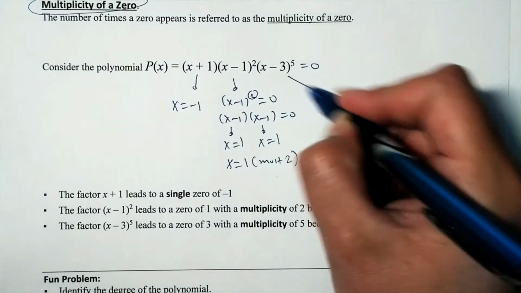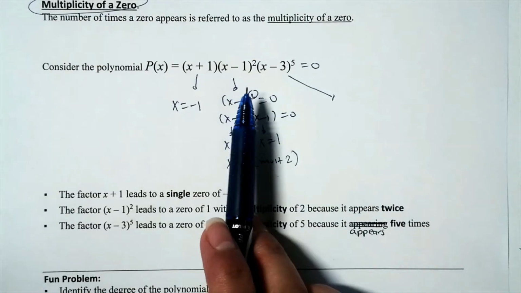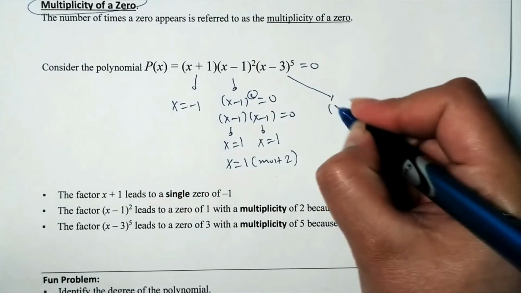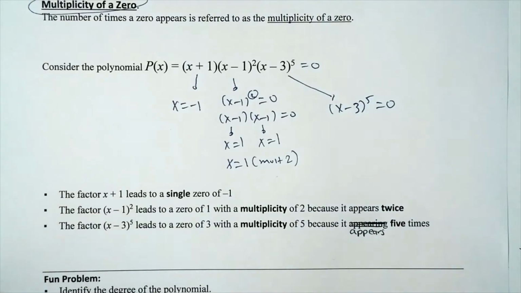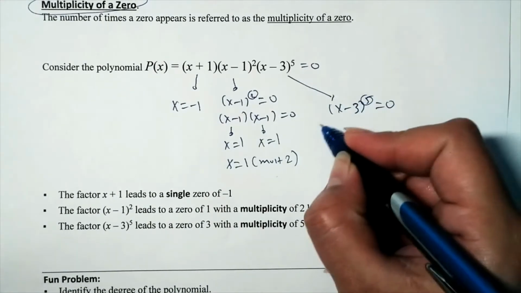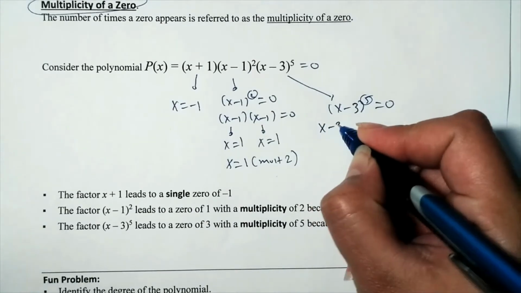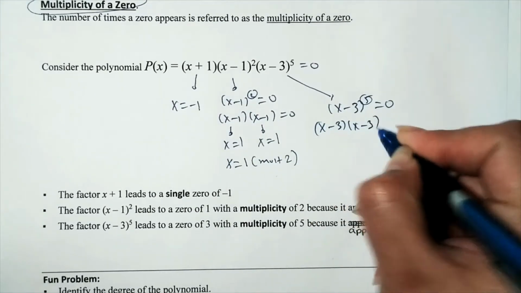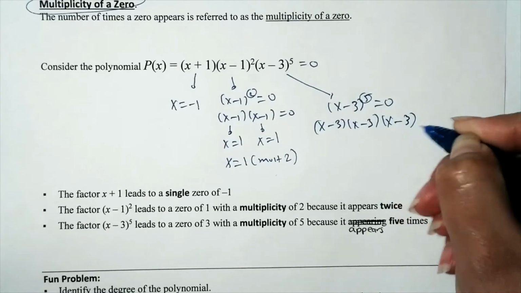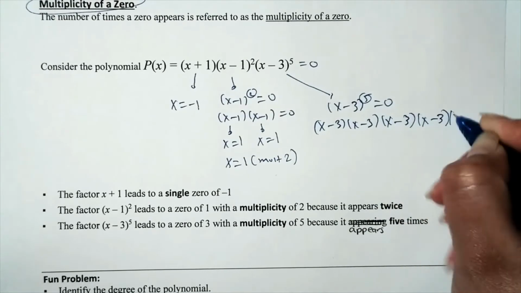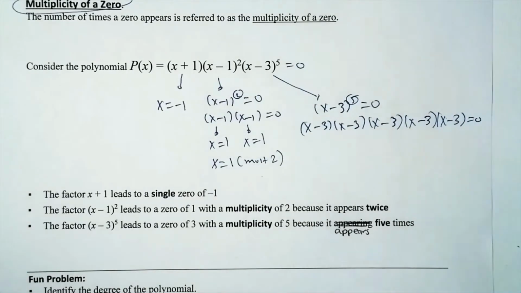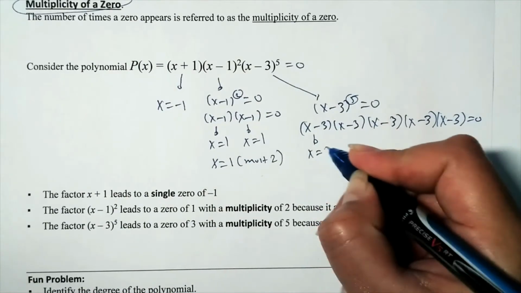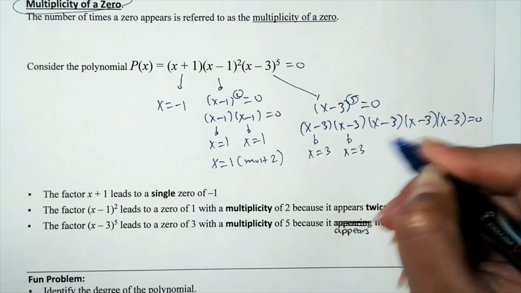And for the third factor, we have 5 factors of x minus 3. Let's write it with the exponent. If the exponent is 5, that means that we have 5 factors of the base. I don't want you to do it like this: 1, 2, 3, 4, 5 equals 0. If we write it without the exponent of 5, that's going to lead to a zero of 3. How many times? You said it, 5 times.